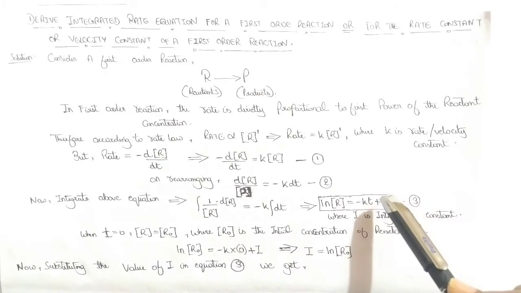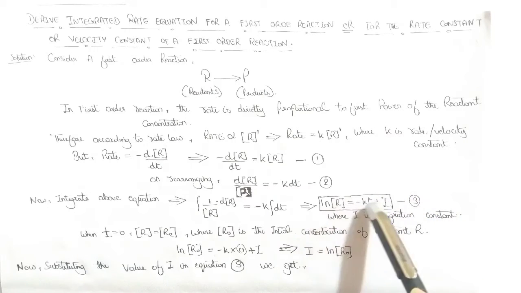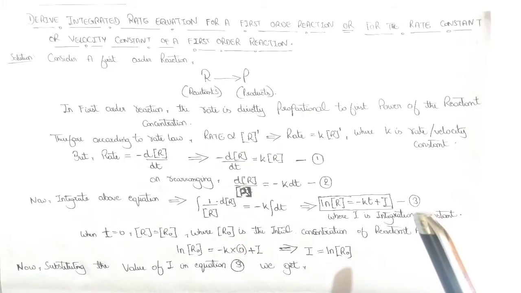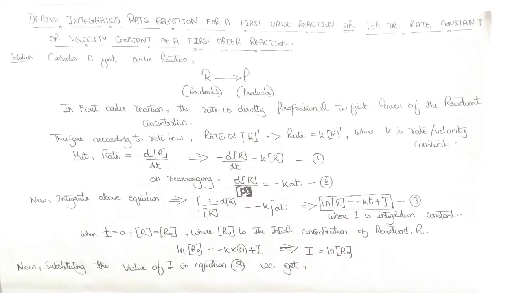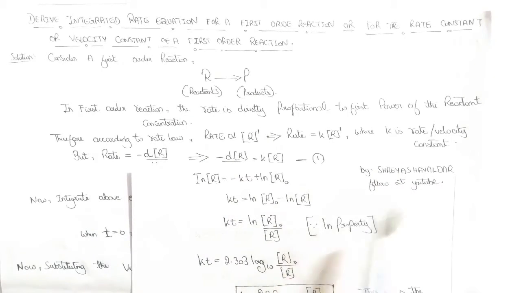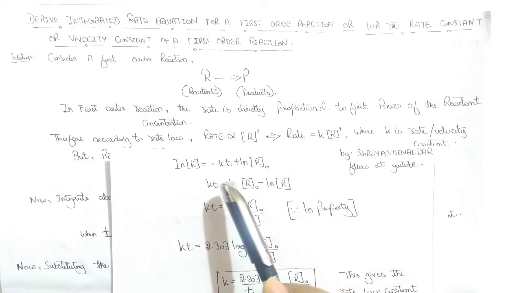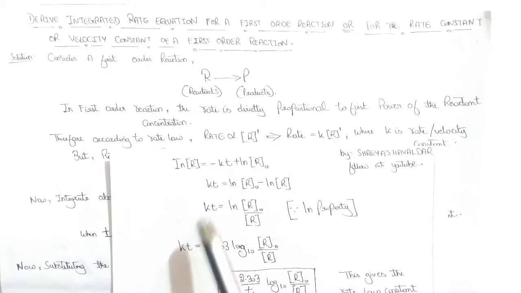Now we want to know the k value. We found the I value from these two initial conditions. Now we substitute this I in equation 3, so that on rearranging we will get the k value. On rearranging, we get ln R is equal to minus kt plus ln R0. Now take this term to the LHS.